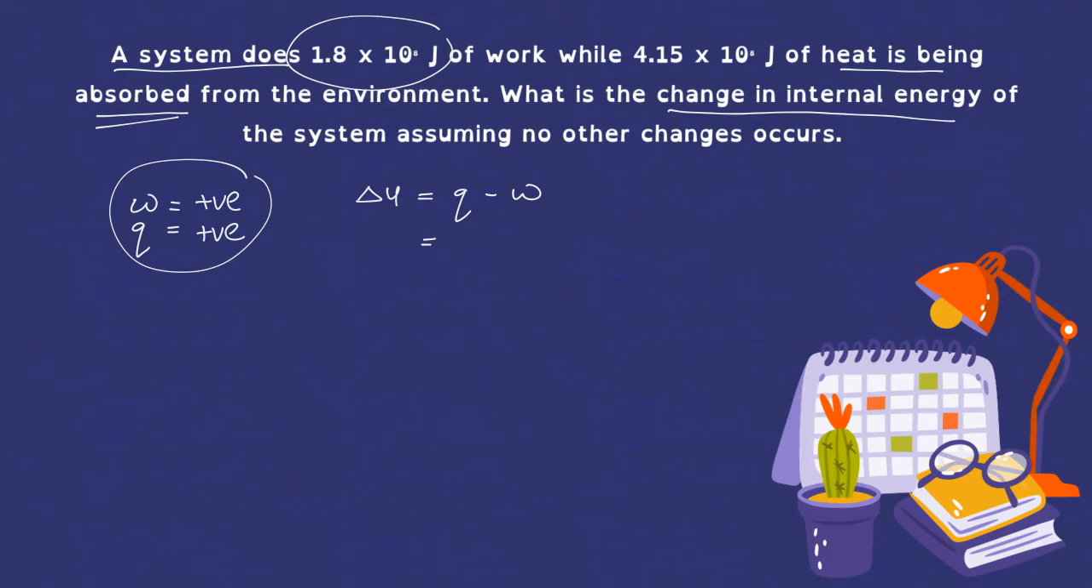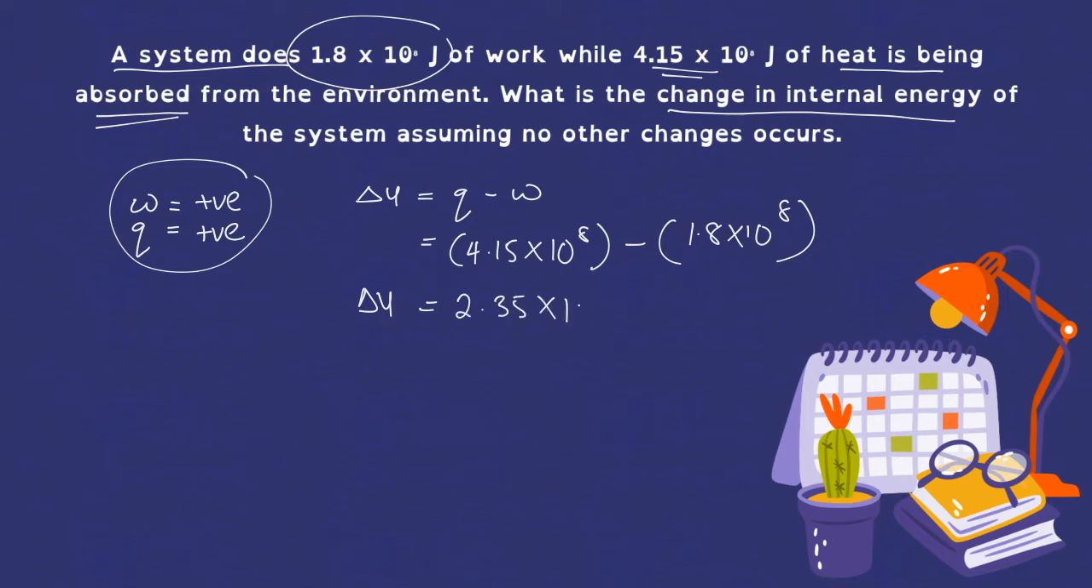So your Q is the heat, which is equivalent to 4.15 times 10 to the power of 8, minus your W, which is 1.8 times 10 to the power of 8. Therefore, you should get your delta U, which is the change in internal energy, equivalent to 2.35 times 10 to the power of 8 joule. So this is the final answer for the first question.